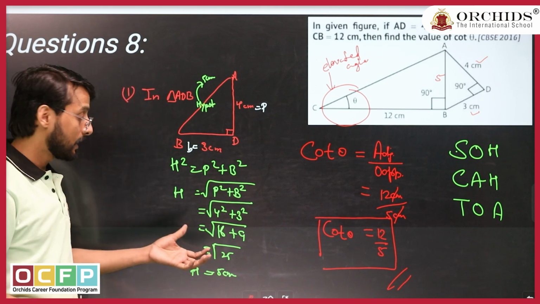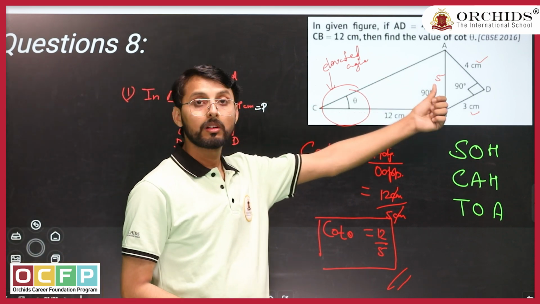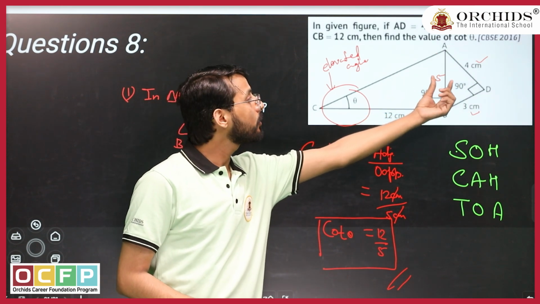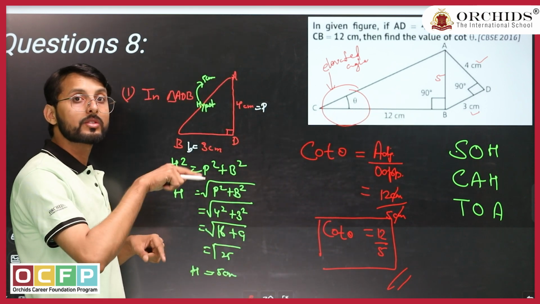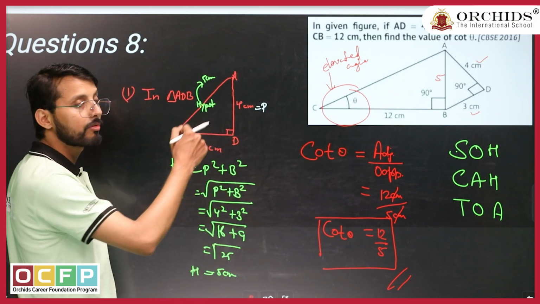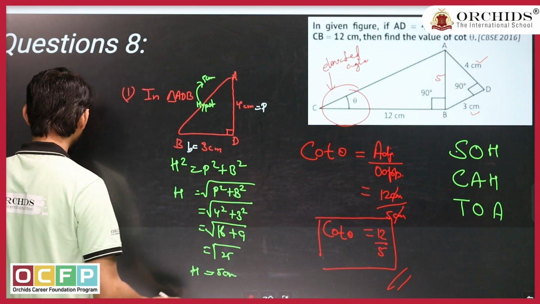When we relate this, you can see this is only a 2 marker question, but we have to work. First we have to find the value of AB with the Pythagoras theorem, then we have to apply the trigonometrical ratios along with the sides. Cot theta is adjacent by opposite. Okay guys, now let's see the next question.